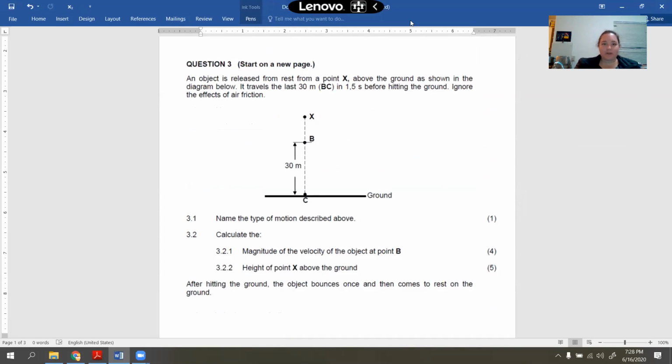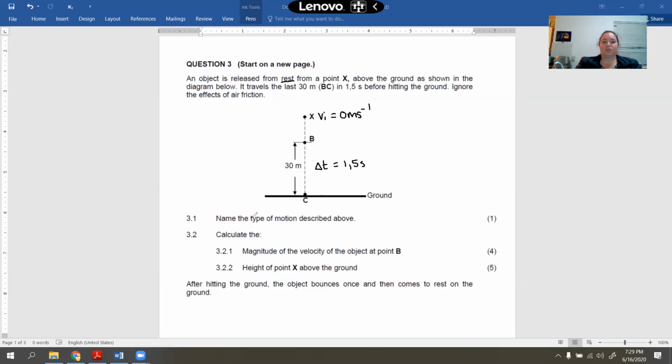Okay, so here's our question. We're told that an object is released from rest from point X. As soon as I see that released from rest, I add in on my diagram that the initial velocity is 0 meters per second there. From above the ground as shown in the diagram below, it travels the last 30 meters in 1.5 seconds before hitting the ground. Ignore the effects of air friction. Ignoring the effects of air friction is important for any type of vertical projectile motion.